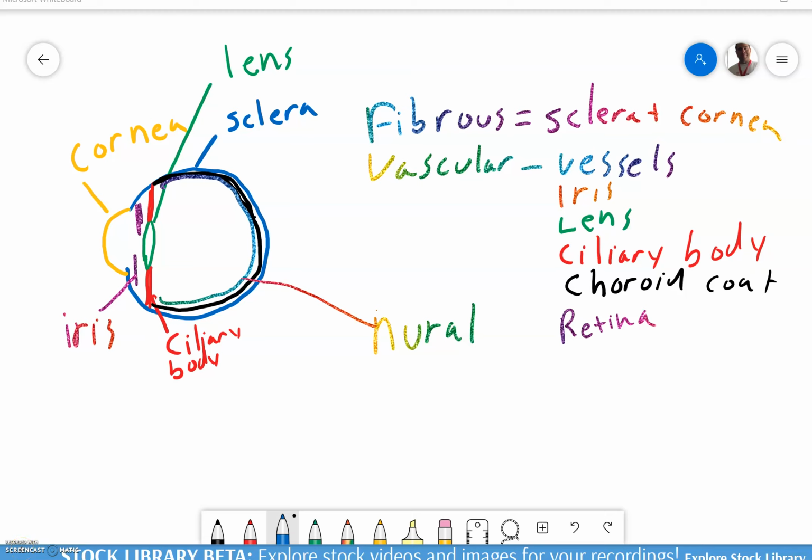In this part, we are going to look at the senses of equilibrium, of taste, and of smell. But let's review what we looked at for the eye and for the ear. So the eye has three tunics.